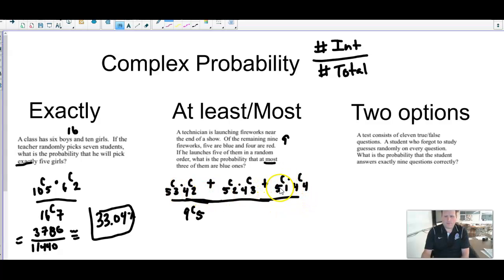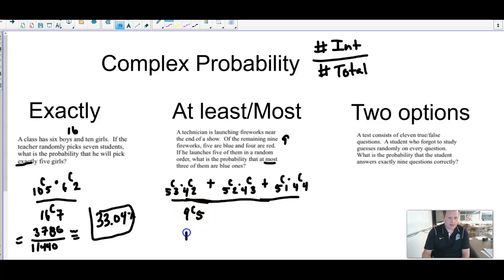The reason why I don't go 5 combinations of 0 and then 4 combinations of 5, I can't do that because there's only 4 reds. So that means one of them has to be a blue if I'm going to launch 5 of them off. So these are my only 3 options. I can have 3 blues, 2 reds. I can have 2 blues, 3 reds, or I could have 1 blue and 4 reds. And so I have to account for all of those and then multiply them. And then that's my total over there, okay?